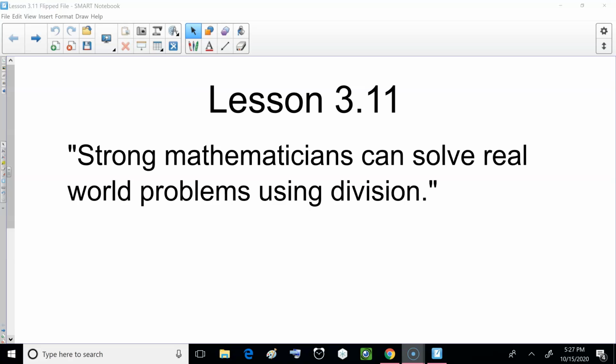Welcome class, lesson 3-11, the last one of the unit. Strong mathematicians can solve real-world problems using division and probably some other operations. So you take out your notebook, your pencil, write down today's date and the lesson, and let's get started.